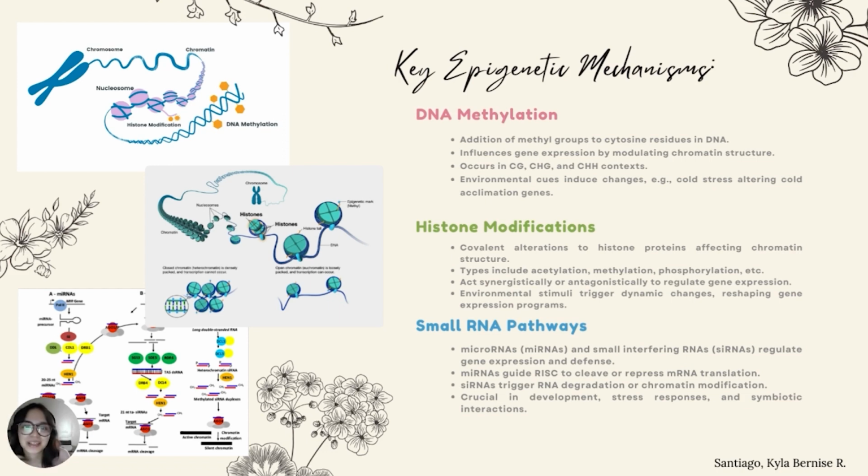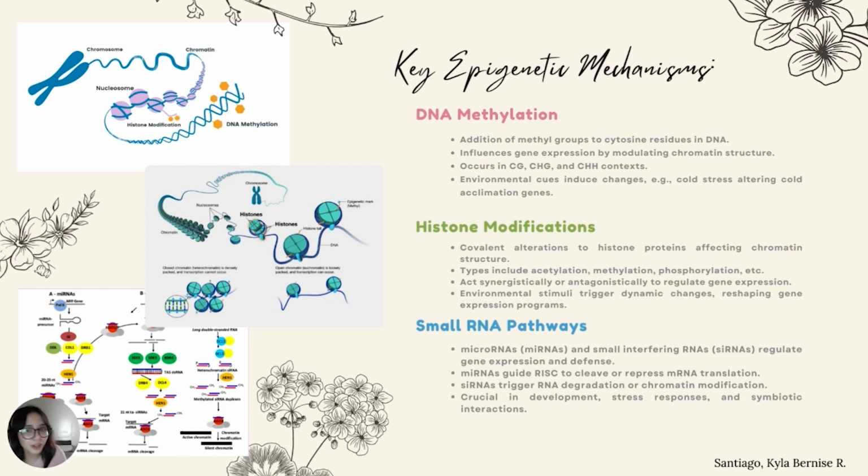Interestingly, these modifications can work together or against each other to control gene expression. For example, histone acetylation usually turns genes on, while histone methylation can either activate or silence genes, depending on specific factors, of course. And environmental factors like drought, salinity, pathogens, and changes in light quality can trigger changes in these histone modifications, reshaping how genes are expressed. So, these complex interactions show how plants adjust their gene activity to cope with different environments.